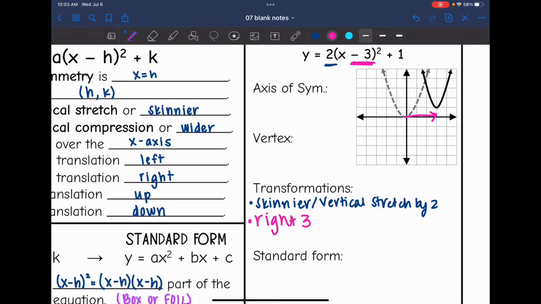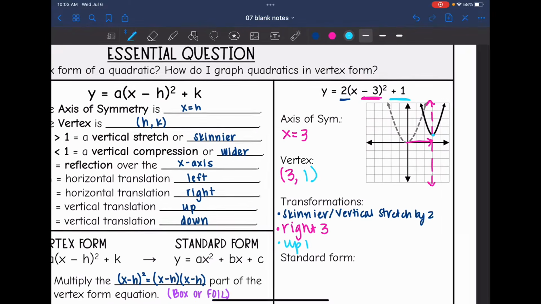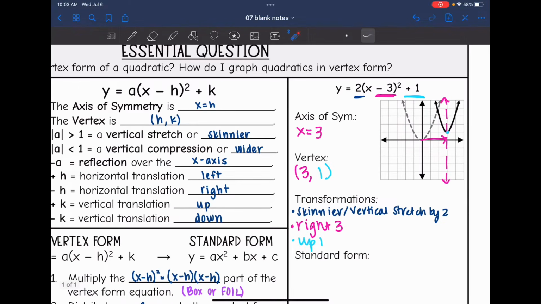So that means our vertex is going to have an x value of 3, which we can see, and then the axis of symmetry shifted from x equals 0 to x equals 3. And then the last part I see that's going to cause a transformation is that plus 1, which means I moved up 1, which I can see on the vertex. So the vertex is (3, 1). So there's how to look at the transformations in vertex form. You look at the number in front to determine the shape. That made it skinnier. The number inside the parentheses shifts it left or right, and it's going to be opposite of what you would think. And the number outside the parentheses will shift it up or down.